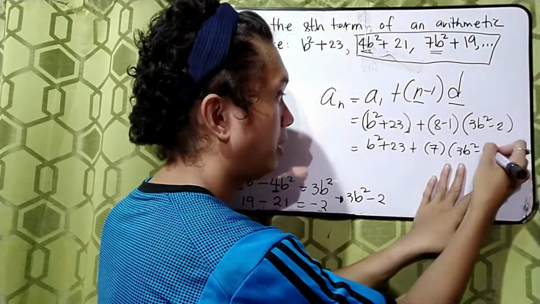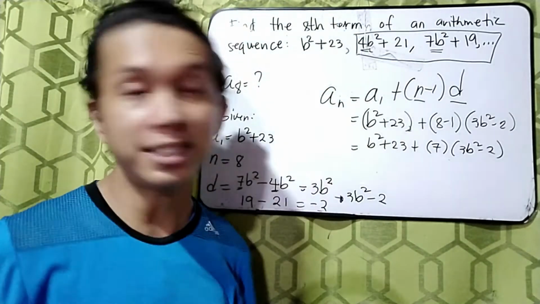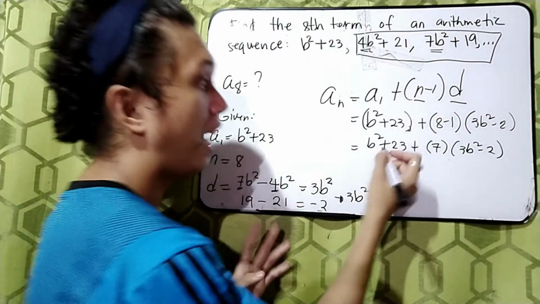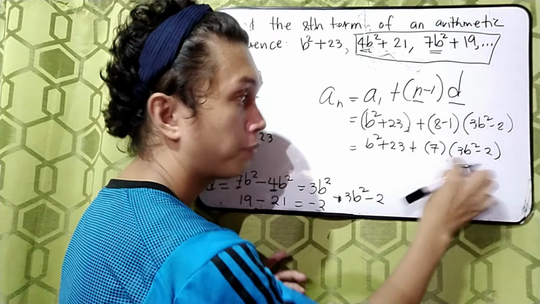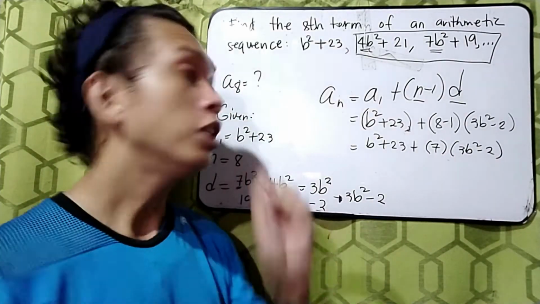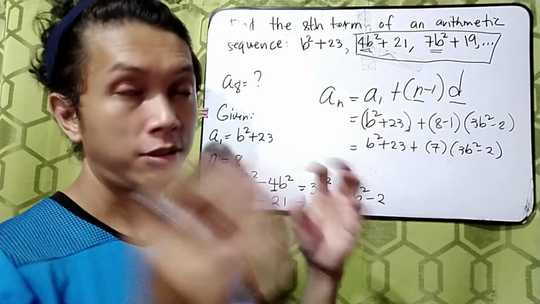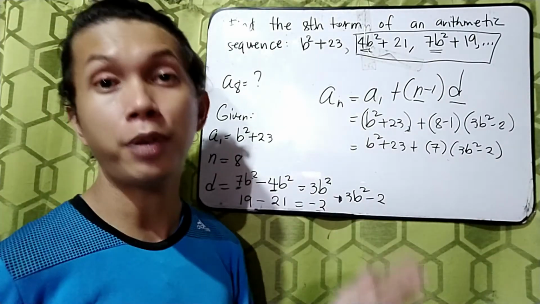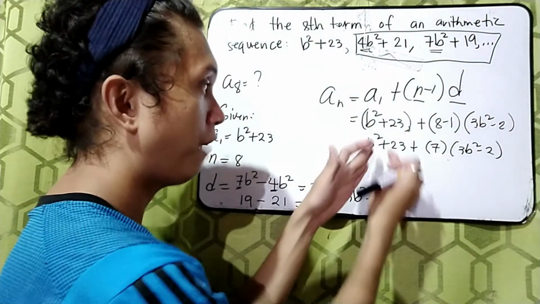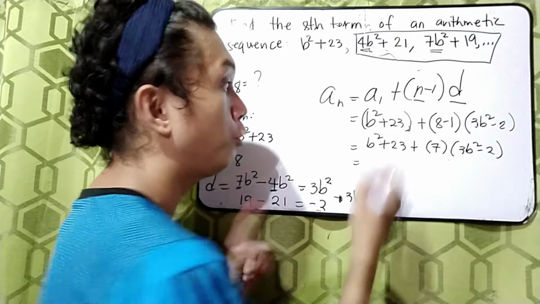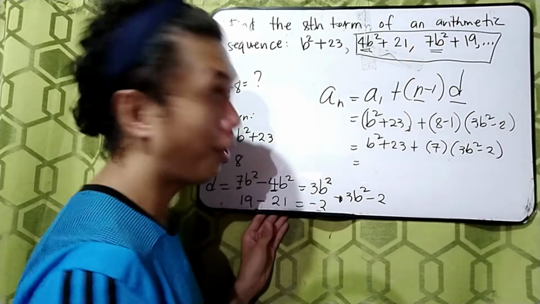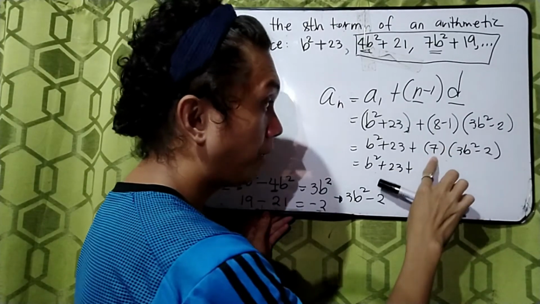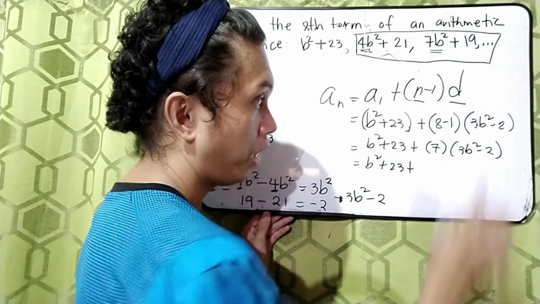3b squared minus 2. Next, we are going to multiply. Since we have addition, and when you see two entities put beside each other and enclosed with parentheses, then the operation is multiplication. So we have addition and multiplication. So we do multiplication first and copy those values which are not affected. Okay? So 7 times 3b squared minus 2.